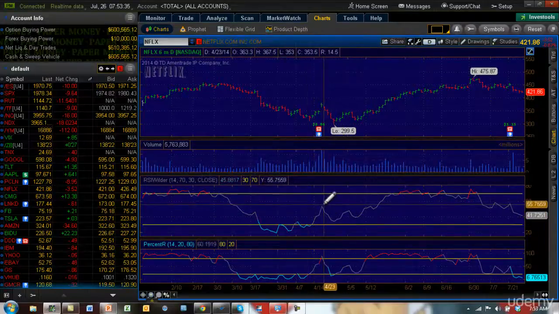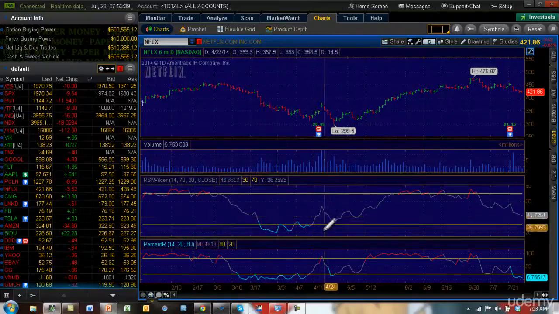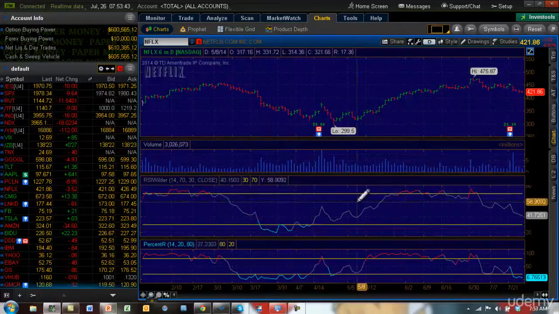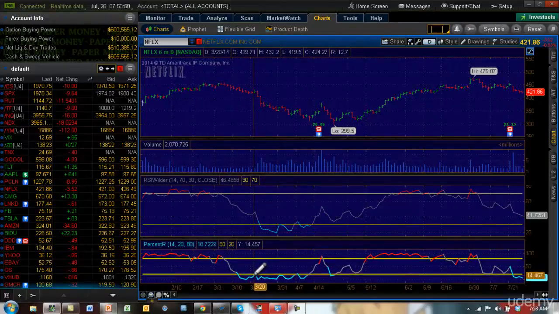So in the case of oscillators, these are the two popular oscillators, the RSI and the percent R, and they both work a little differently. And sometimes you can use the RSI to see when a reversal point might come, and many times you can use the percent R to see when a particular sentiment sets in.